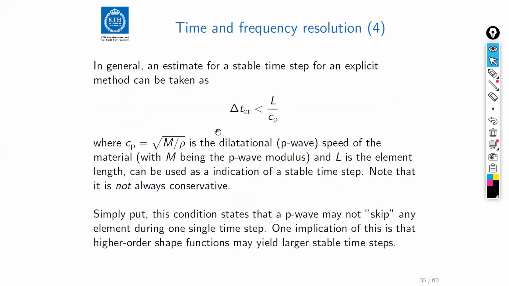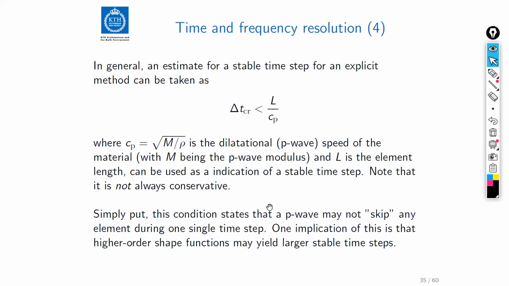Then we have a more general setting. A critical time step could also be defined in this way, where L is the element length and Cp here is the dilatational p-wave speed of the material in question. So this is also sometimes called the p-wave modulus or the oedometric modulus. This is not always conservative, but if you have some really complicated problem with many different materials and different structural elements that are modeled in different ways, you might need to consider something like this.